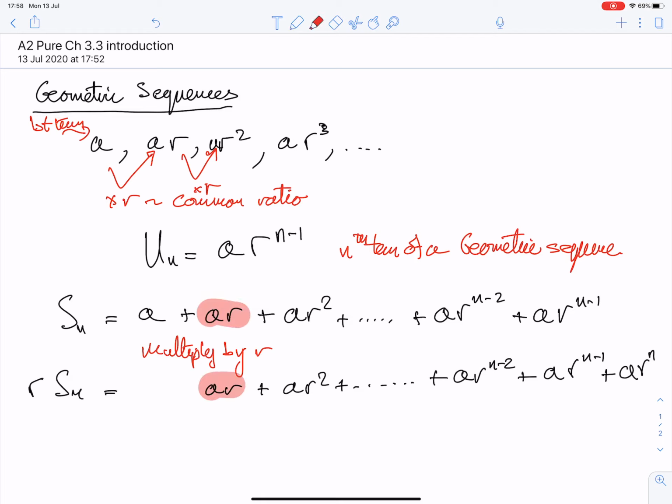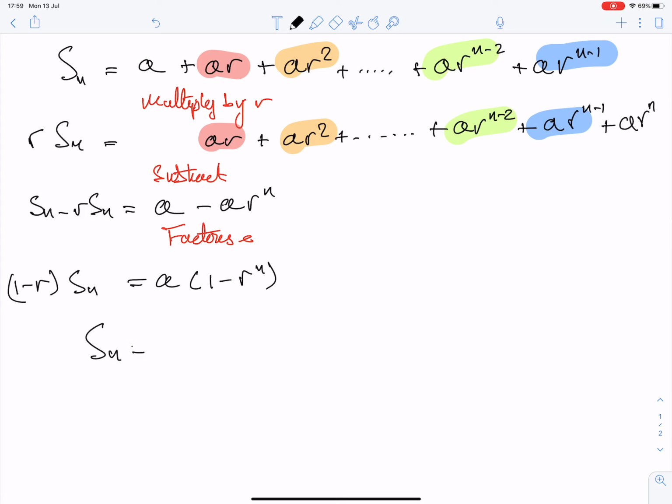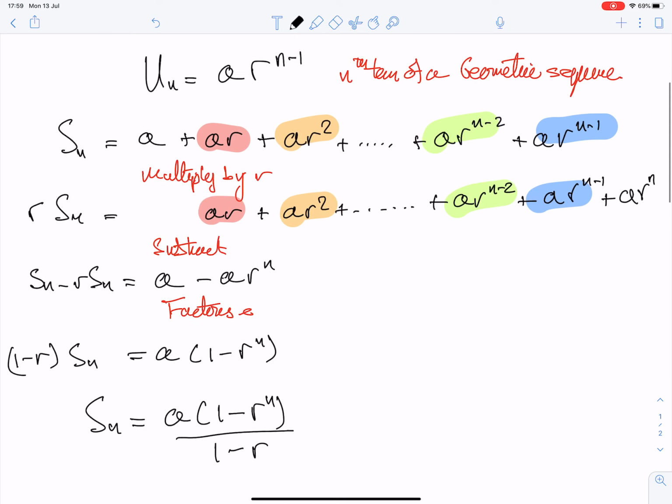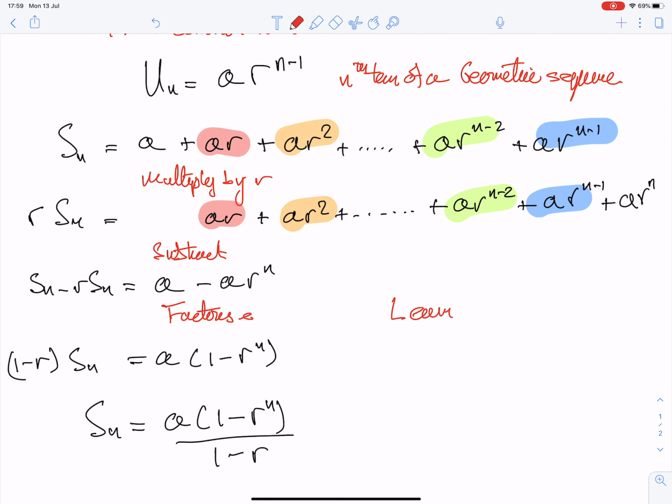Factorise. And factorising, we get A lots of 1 minus r to the n. And over here we've got 1 minus r times Sn. So the sum of the first n terms of a geometric progression is equal to A lots of 1 minus r to the n over 1 minus r. So that's the sum of the first n terms, and that proof you must learn.